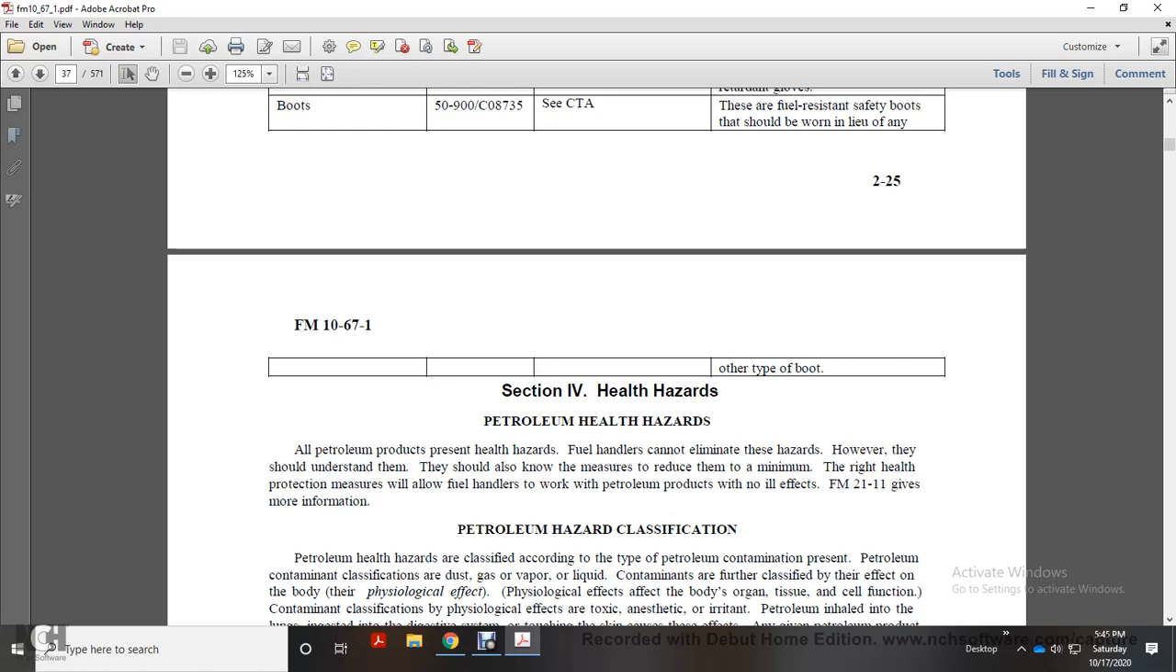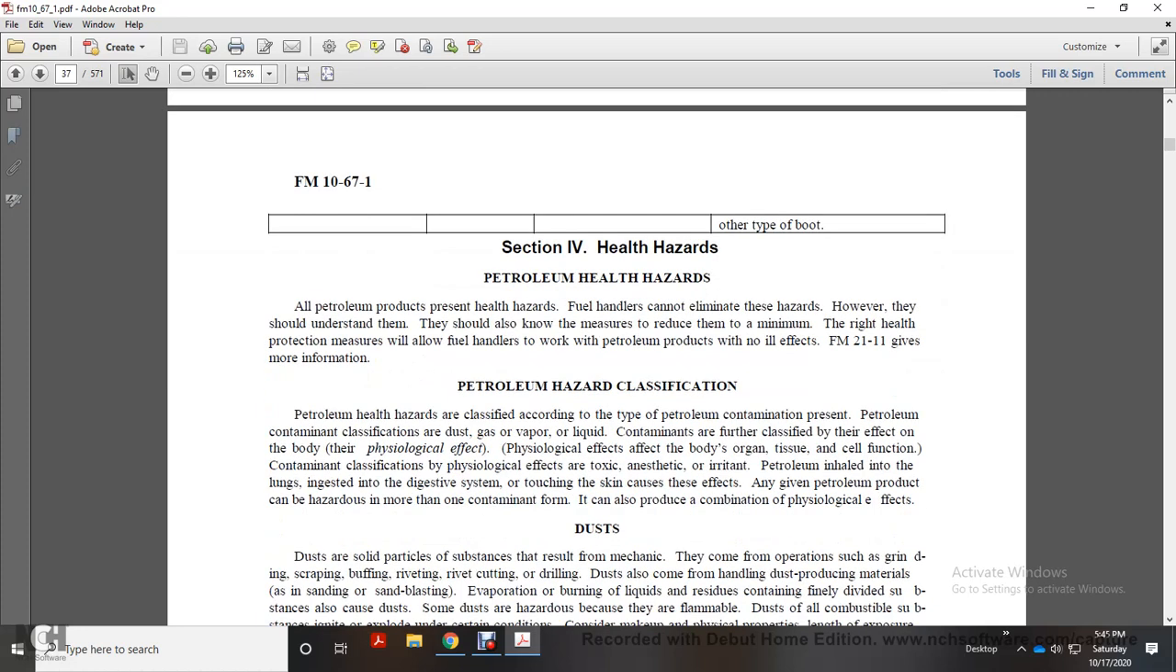Fuel handlers cannot eliminate these hazards. However, they should understand them. They should also know the measures that reduce them to a minimum. The right health protection measures will allow the fuel handlers to work with petroleum products with no ill effects. See Field Manual 21-11 to give them more information.